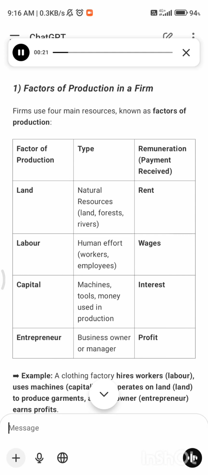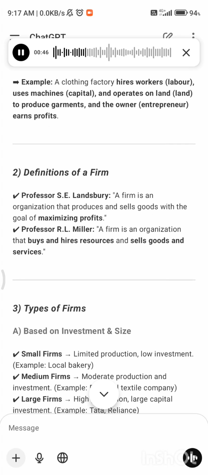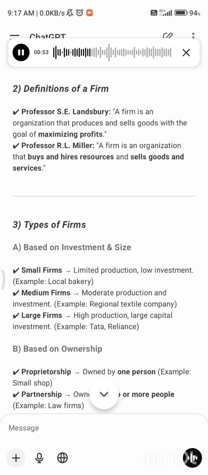Factor of production, type, remuneration payment received. Land, natural resources, land, forests, rivers: rent. Labor, human effort, workers, employees: wages. Capital, machines, tools, money used in production: interest. Entrepreneur, business owner or manager: profit. Example, a clothing factory hires workers, labor, uses machines, capital, and operates on land to produce garments, and the owner, entrepreneur, earns profits.